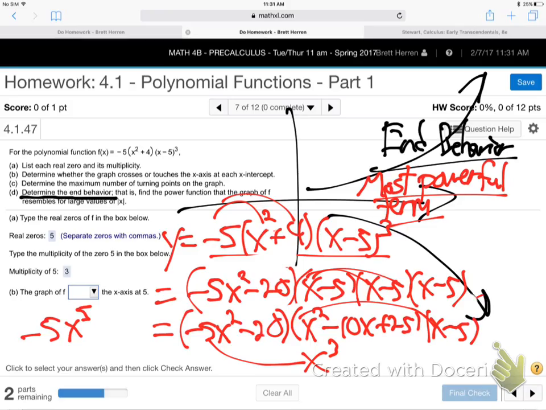So you don't have to do all this. All you got to do is just grab the most powerful term from each piece, to the power he's under. So minus 5x squared and x cubed is minus 5x to the 5th. So that is the most powerful term. Okay, so what? Well, that tells us it's negative. So think with me logically. This means it's minus 5x to the 5th.